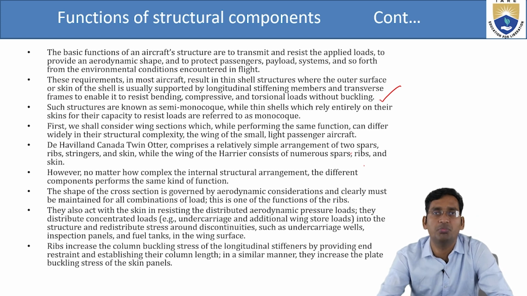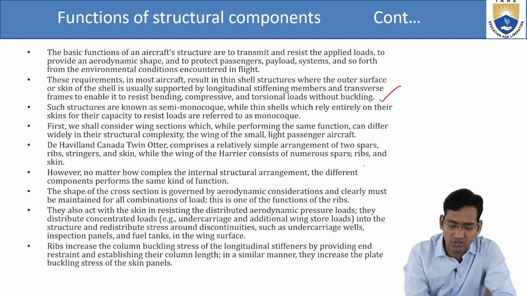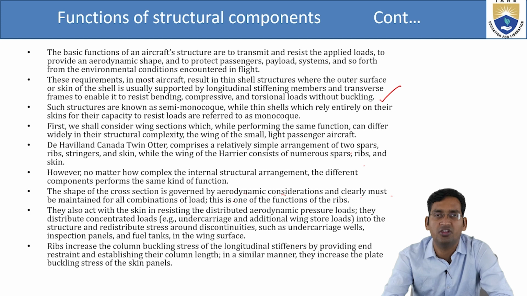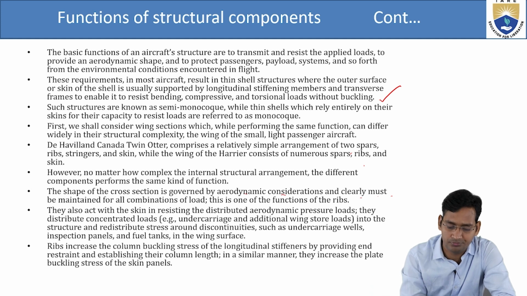However, no matter how complex the internal structural arrangement, the different components perform the same kind of function. The shape of the cross section is governed by aerodynamic considerations and clearly must be maintained for all combinations of load. This is one of the functions of the rib.